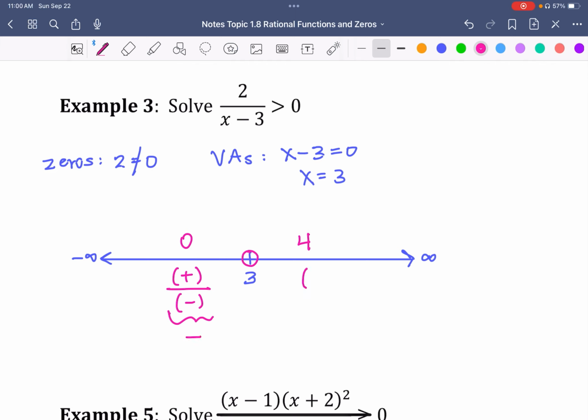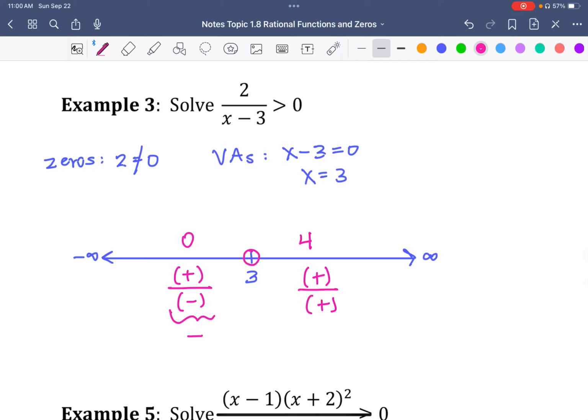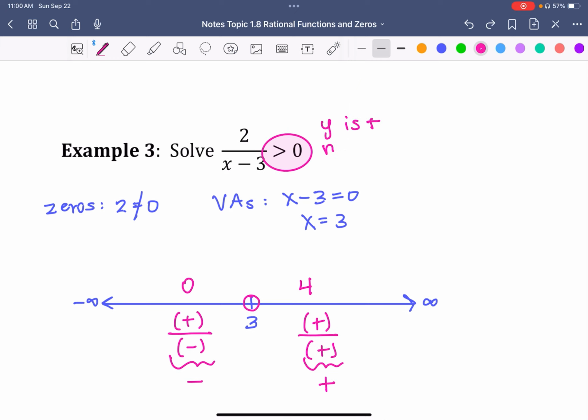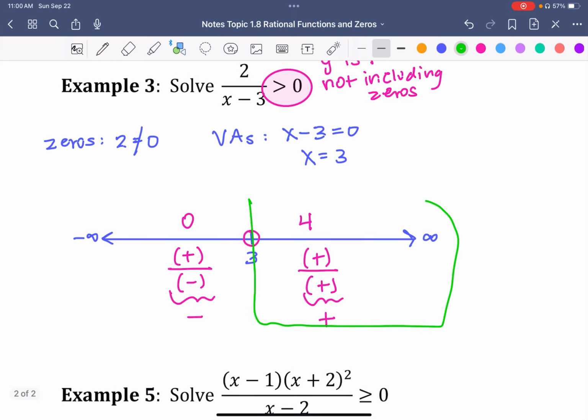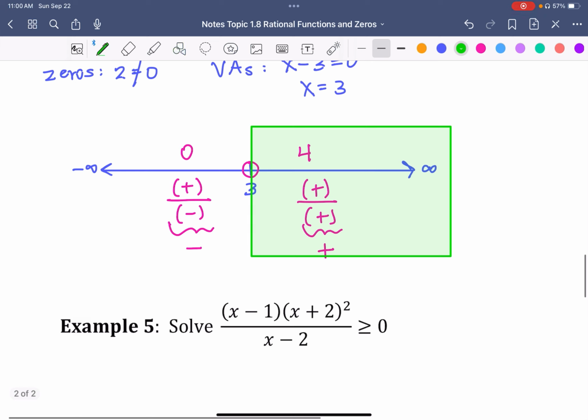Again, on the other side, the 2 is always a positive 2. You cannot plug anything into it to change the sign of the 2. And then 4 minus 3 is a positive, and 2 positives make a positive. The question was asking us to find where y is positive, not including the zeros, which we didn't even have, so that doesn't matter. The intervals where we were positive are 3 all the way to infinity. The 3 had an open circle, so I know it's going to be parentheses, and infinity is always parentheses. So my final answer is 3 to infinity.